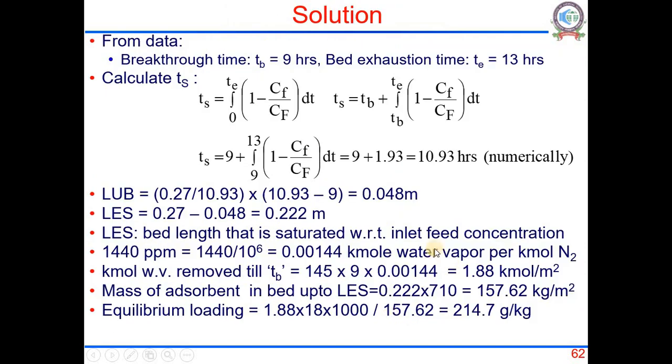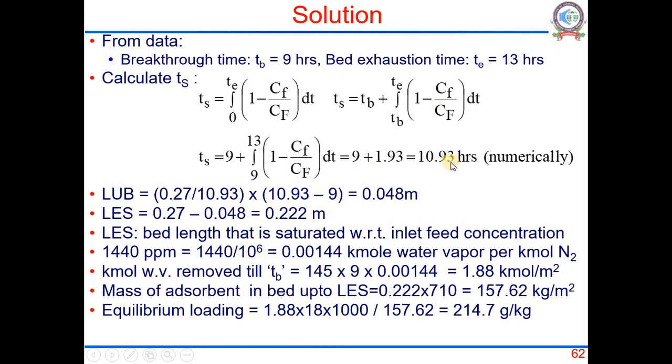So for the 0 to TB integral, everything is getting adsorbed, so 1 minus CT by C0, where CT is 0, so this is 1 minus 0. So this is just TB. Now the second integral, TB to TE, of 1 minus CT by C0, you can integrate using Excel or using the trapezoidal rule and things like that. Do this yourself, don't trust the value, just do it yourself. You will find that TS becomes 10.93 hours.